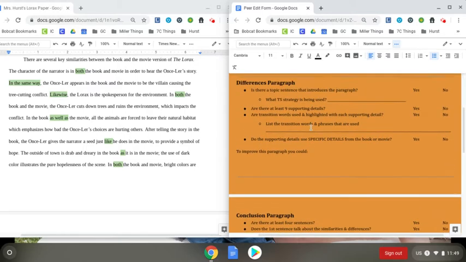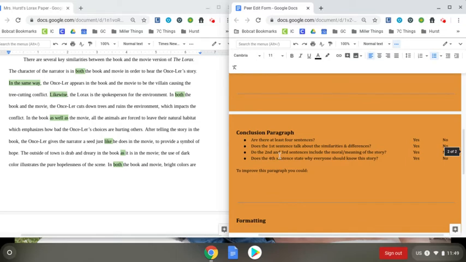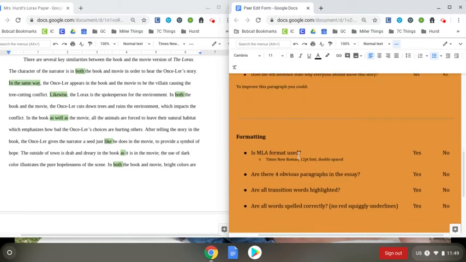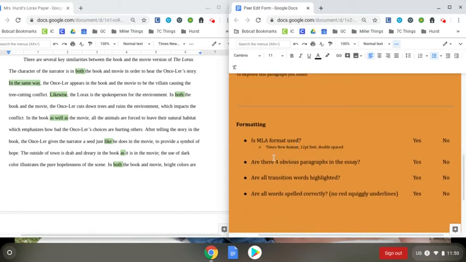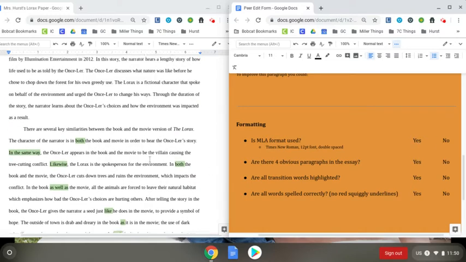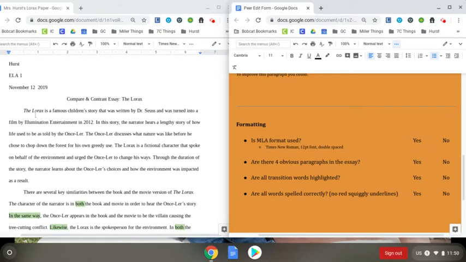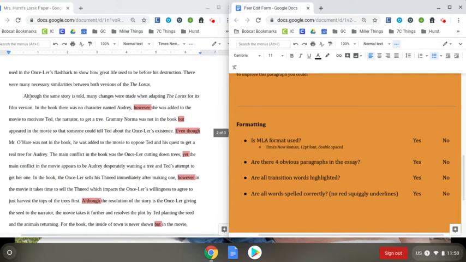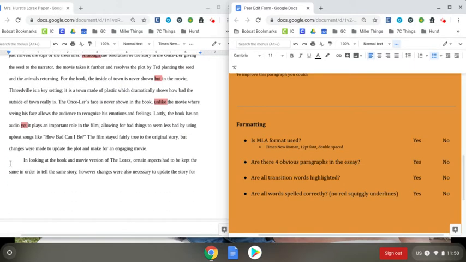You do the same thing for the differences paragraph. Same thing for the conclusion paragraph. Go through and answer those questions. Tell them how they can improve. Now, this last section is on formatting. Is there Times New Roman, 12-point font, double space, yes or no? Are there 4 paragraphs? So like look here: intro, paragraph 1, similarities, paragraph 2, differences, paragraph 3, and conclusion, paragraph 4. So in this case, I would say yes.